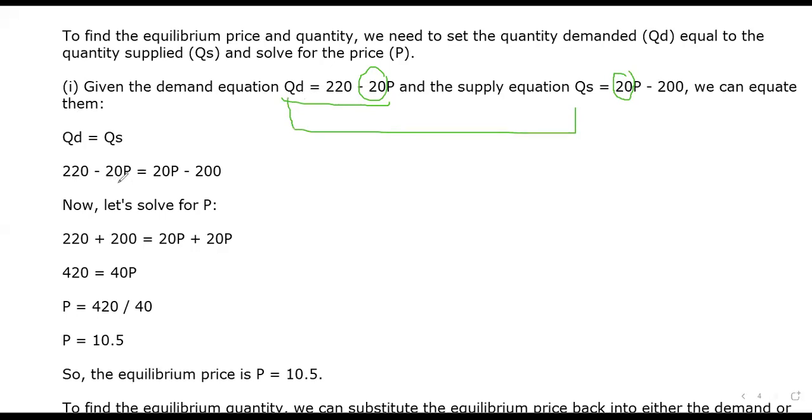So 220 minus 20p equals 20p minus 200. Put the letters and the numbers on one side. So when this one comes aside, it will add. When this one goes aside, it will subtract, it will add as well. So 40p equals 420. We divide by 40 on both sides. So the equilibrium price will be 10.5.